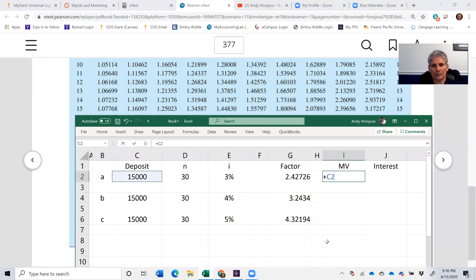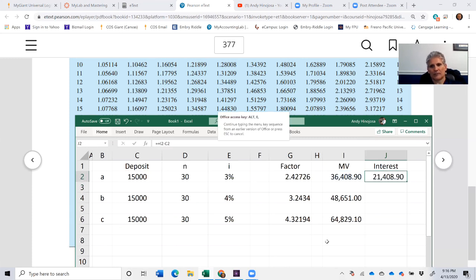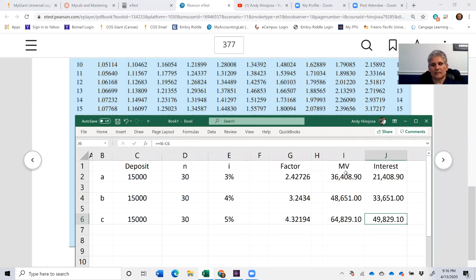We're going to take the original deposit and multiply it by the factor. We'll do that for B and C. And just for kicks, I don't even know if we were supposed to do that, but we can figure out how much interest it is between the three options. We're taking the maturity value and subtracting the original deposit.